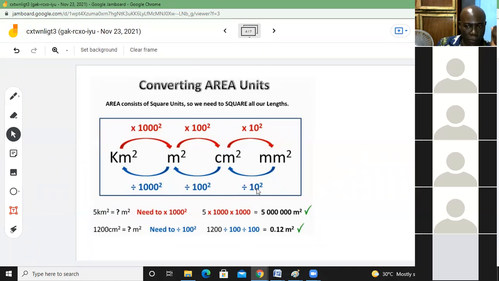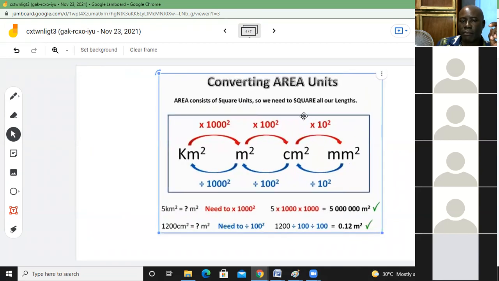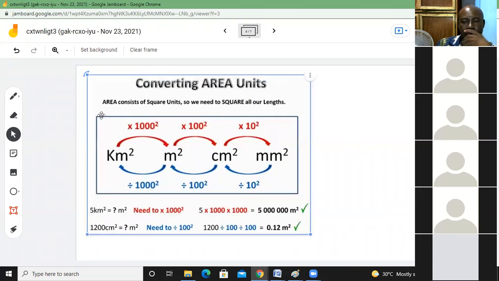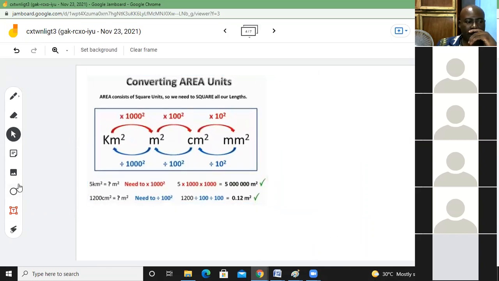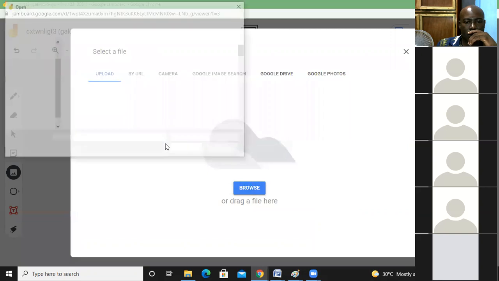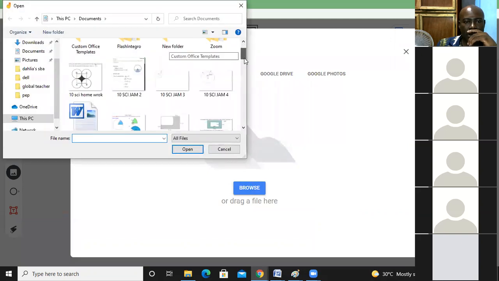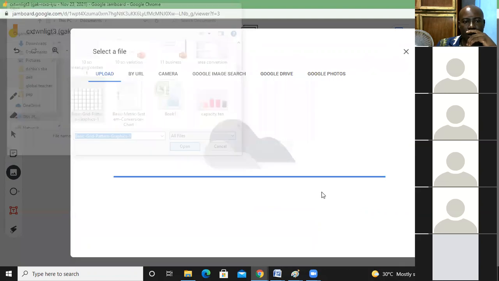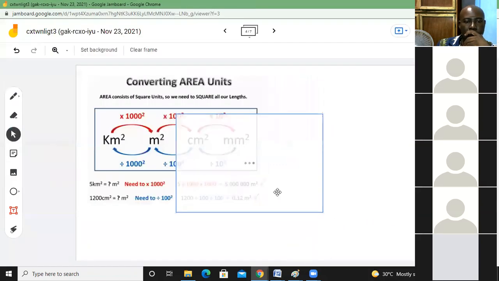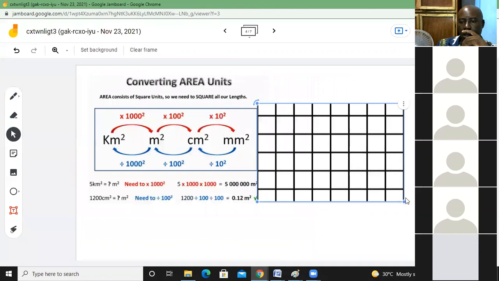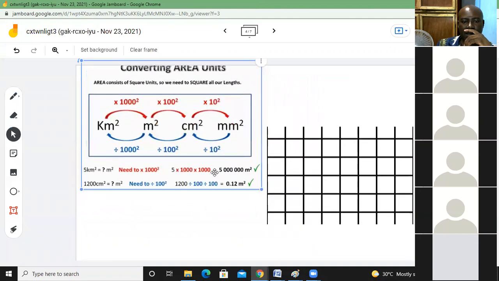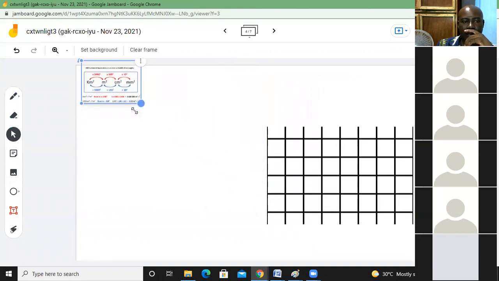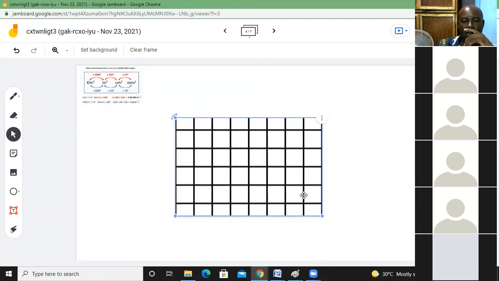The relationship is different now because we're not just dealing with length. Watch what we're dealing with. Let me see if I can bring my grid here. Where's my grid? All right, let me bring the grid here. Very good. We could talk about it here. Let me minimize this a little bit on this side.